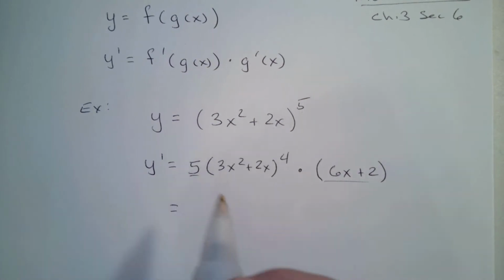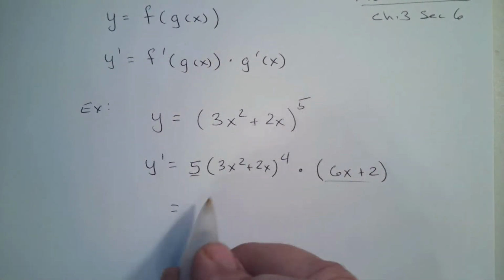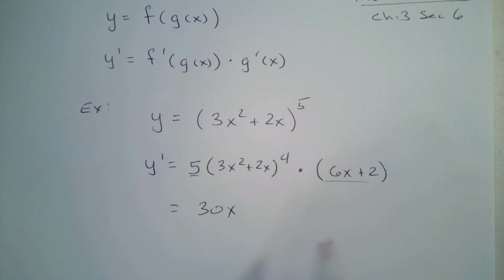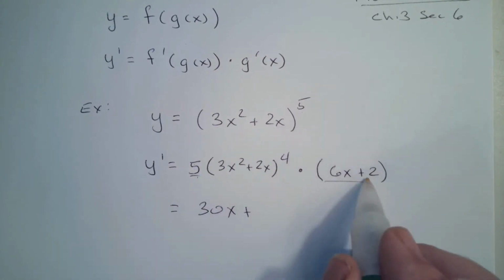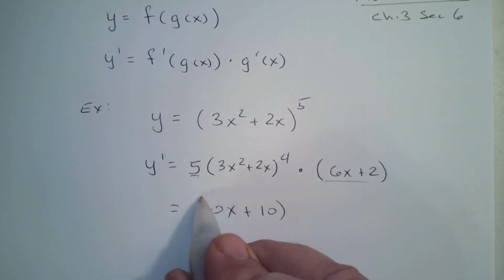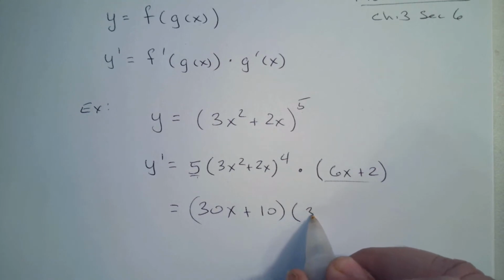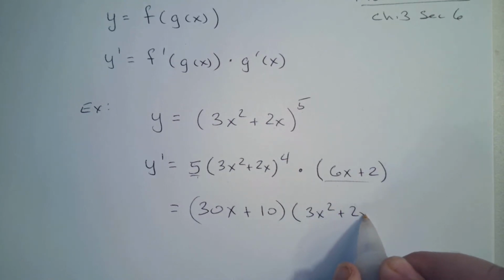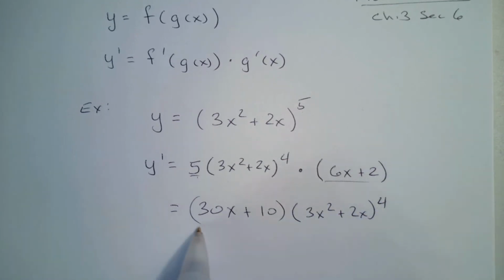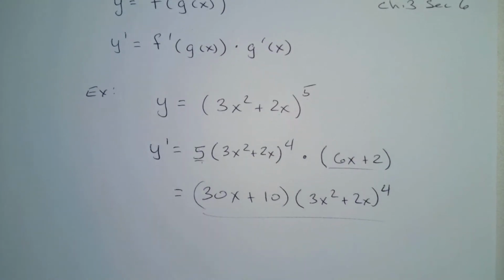Now we can combine. So 5 times 6 is 30x, 5 times 2 is 10, times 3x squared plus 2x to the fourth power. There's the derivative. So that's what we're going to do in this section. Let's look at the sheets.